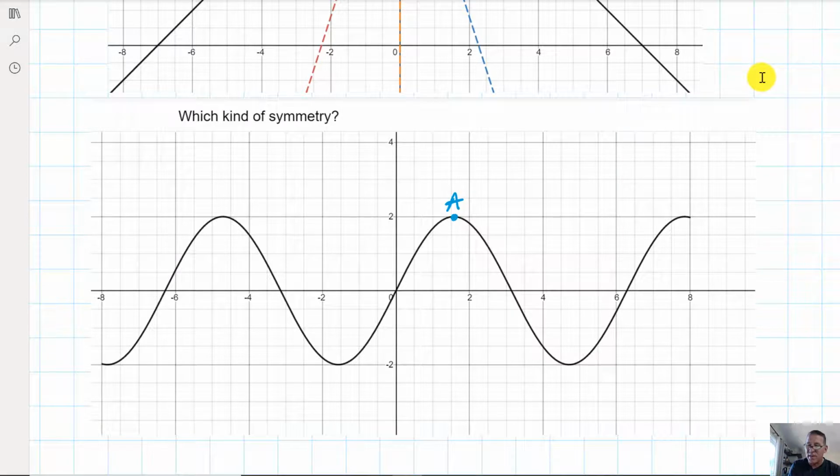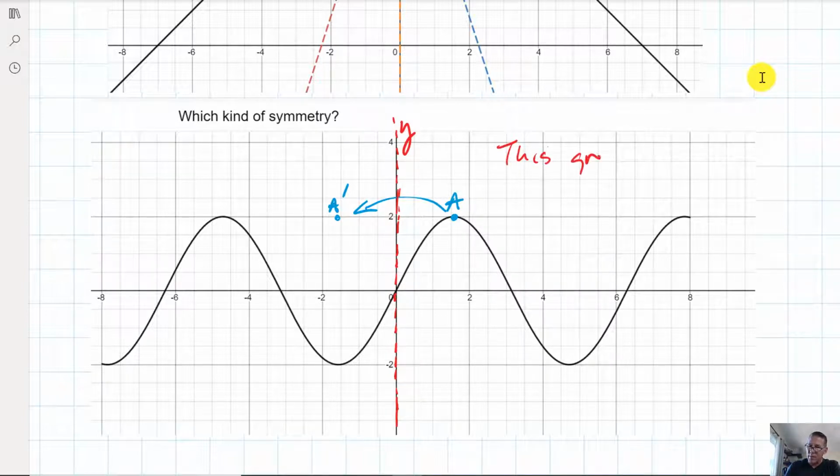Now, if I was going to reflect this, it's about a little over 3 units on the right. If I was going to reflect it on the left, it'd be over here. But there's no point on the graph over there. So the graph's way over here. So A prime is not even on the graph. So the y-axis, which I'm highlighting right here, this graph does not have y-axis symmetry.